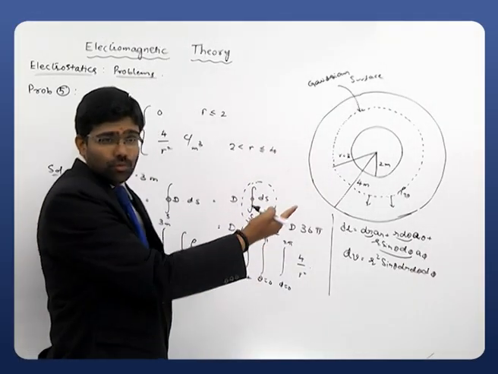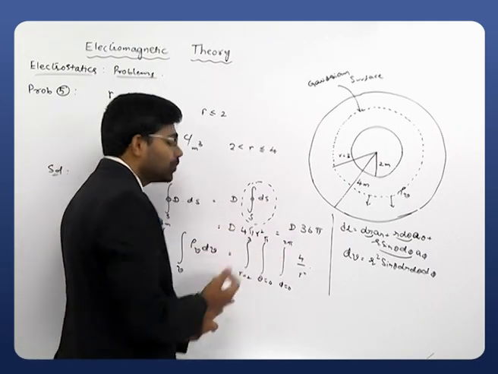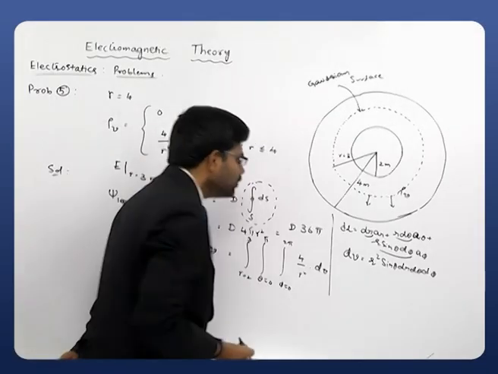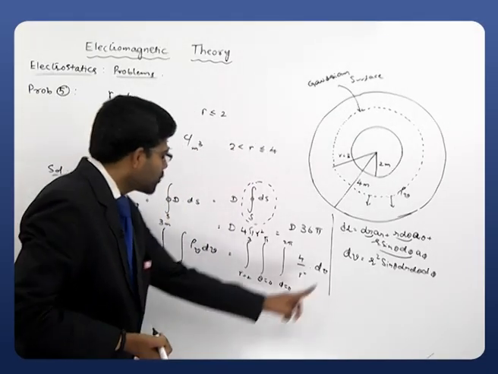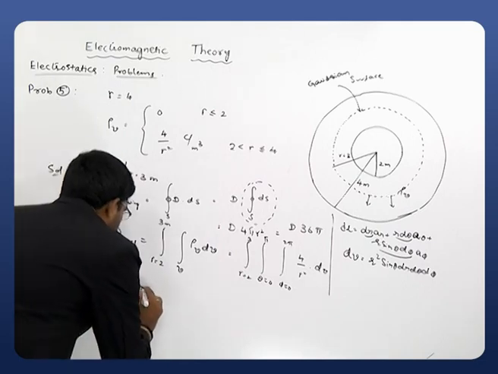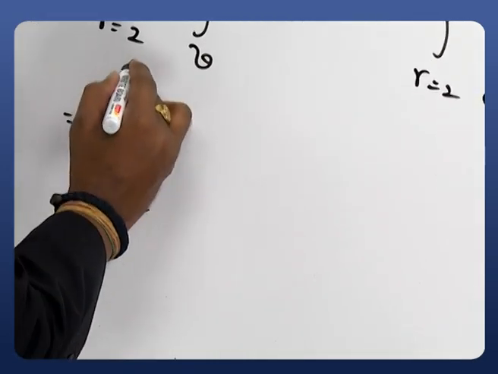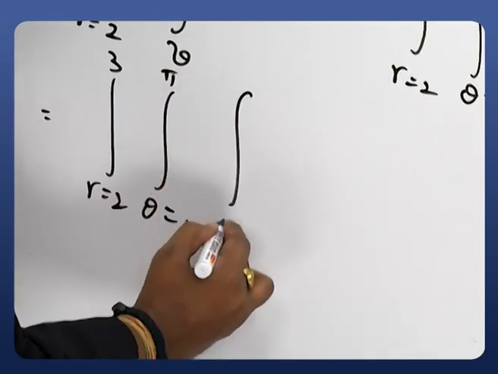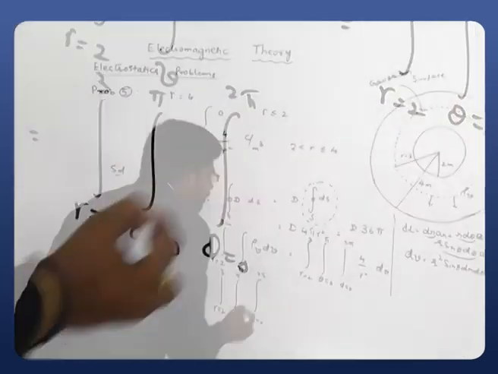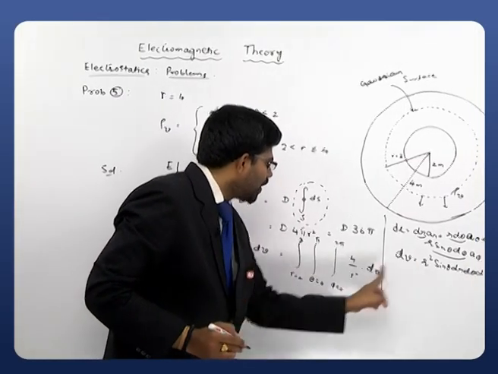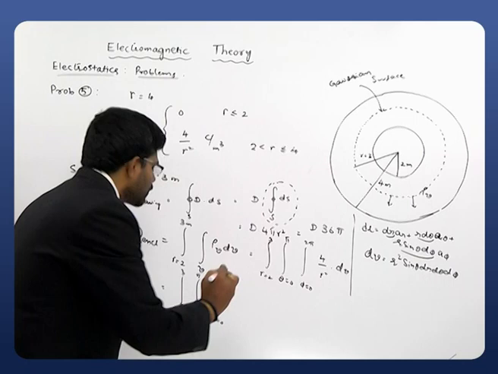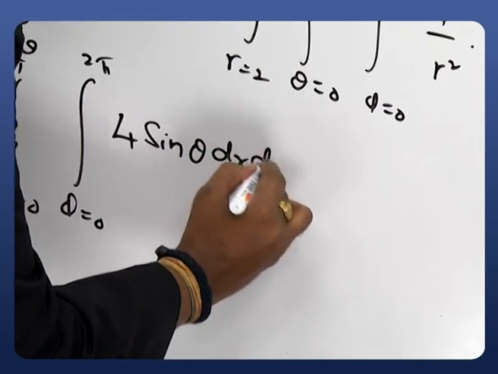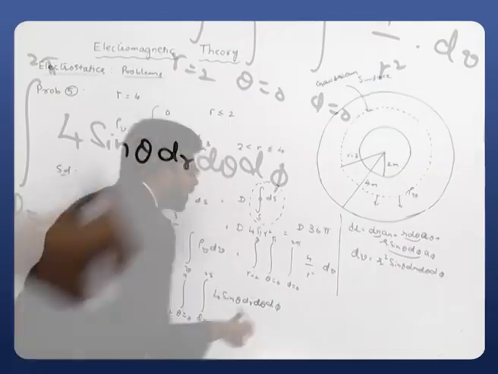Now we are supposed to take those equations, otherwise it's not possible to solve this. So 4 by r square dv is what we have to write. Clearly substitute the dv also. Then Q is equal to the integration for r equal to 2 to 3, theta from 0 to pi, and phi from 0 to 2 pi. If you multiply this with dv, r square will be cancelled. So the remaining is 4 sin theta dr d theta d phi.